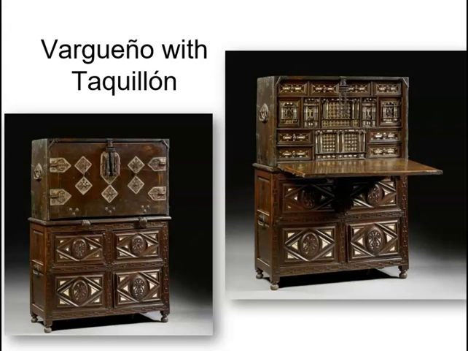And here's another example of a Vargueño with the taquillon. And I just love this piece because it shows you, when you open that fall front desk, the very intricate detailing. And I also think it's very beautiful how they contrasted the iron with the different inlay and the darker wood. But notice at the bottom of the taquillon how it has those 4 separate compartments for storage.